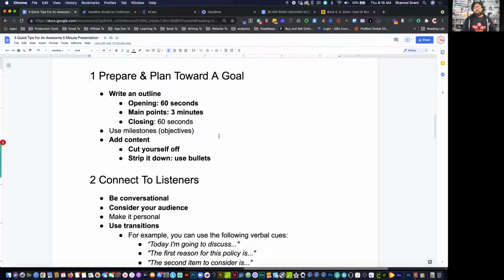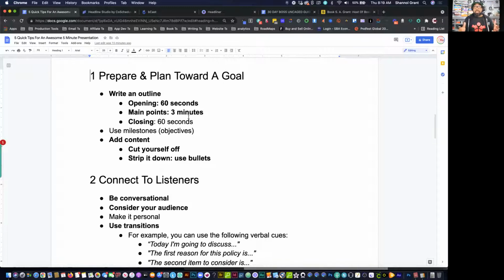I usually just do 3 parts to the outline, right? It's the opening, which I just went over. Now we're going into the meat and potatoes, the body of the content, and that's 3 minutes, and then closing for essentially another 60 seconds. So combined, we're at about 5 minutes. In addition to that, you want to use objectives. My goal is to take that fear factor away from doing these presentations and make them a lot easier.